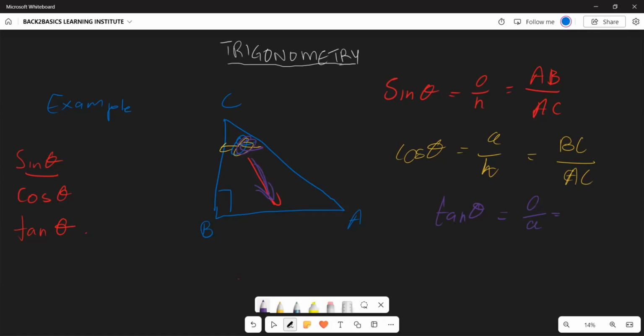The side that is opposite, can you see? Is still your side AB. Over the side that is adjacent, which is this side here, your side BC. So therefore, this is going to be the relation of these sides.